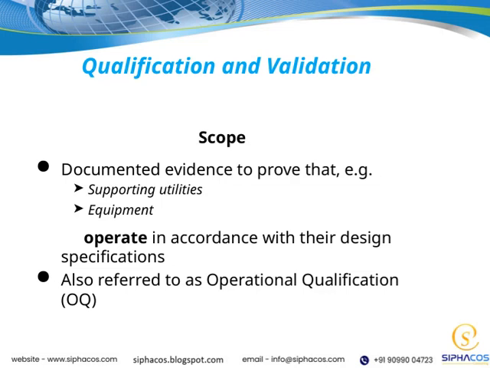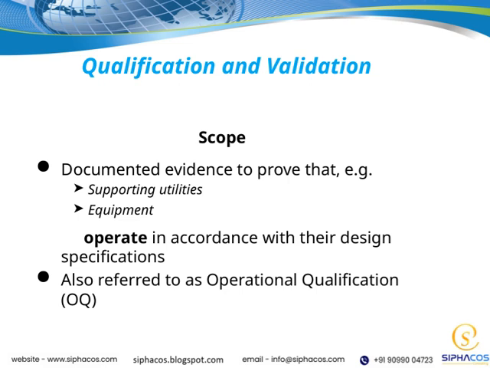Let's talk about the scope of this part of the qualification process. Essentially, it involves gathering documented evidence to demonstrate that supporting utilities and equipment are operating as intended. In other words, we need proof that they function according to their design specifications. This is a crucial step because it ensures everything is working reliably and consistently.